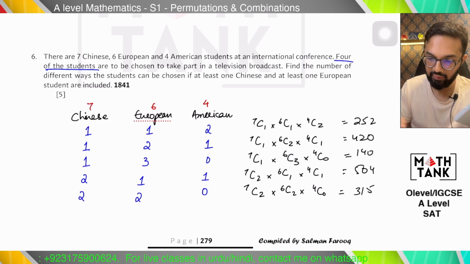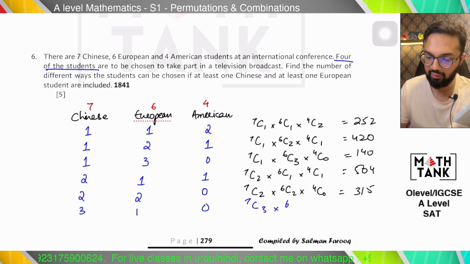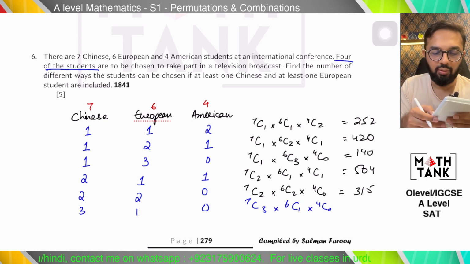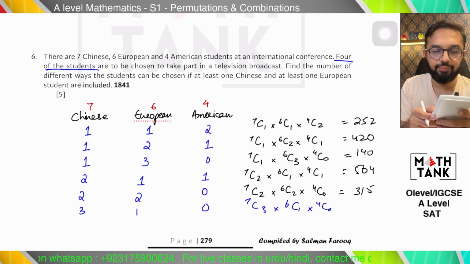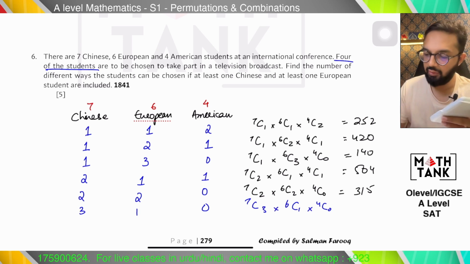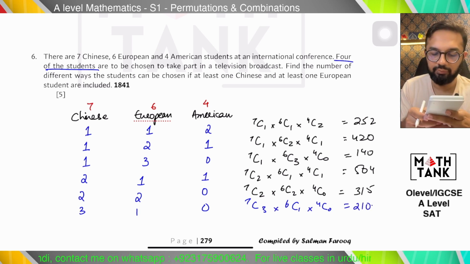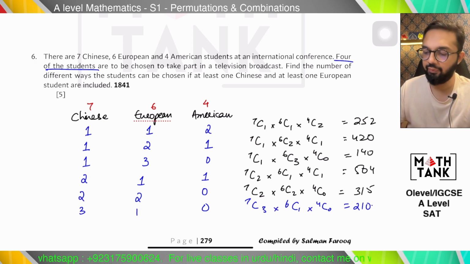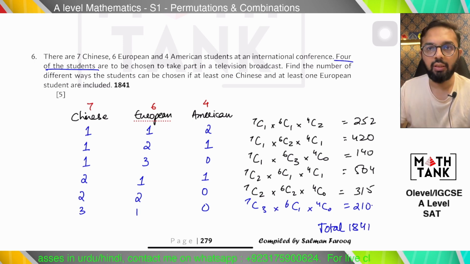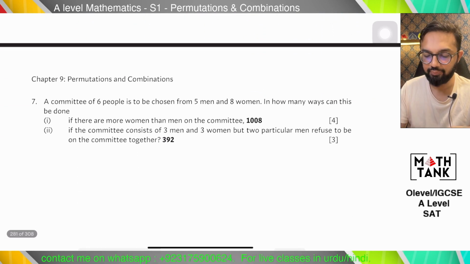Okay, there is one case that I have not written. Yeah, that sort of reminds me now. But I could have three Chinese, I could have one European and zero Americans. So 7C3 into 6C1 into 4C0. 210. Yeah, that is the total. That's 1841. Okay, so that's another case in combinations.